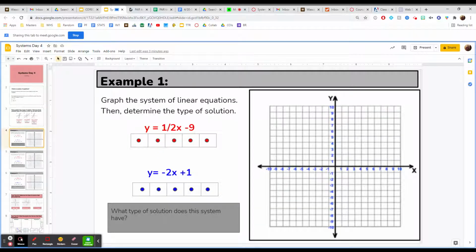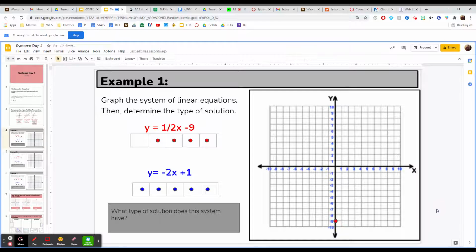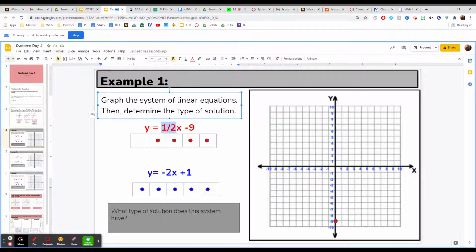Let's look at this first equation. My y-intercept is -9. That means that I'm going to grab my point and go to y equals -9. It's going to be right there. And then my slope is 1/2. That means that the change in y is 1 and the change in x is 2.